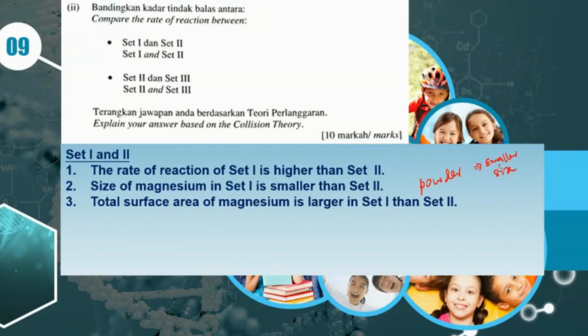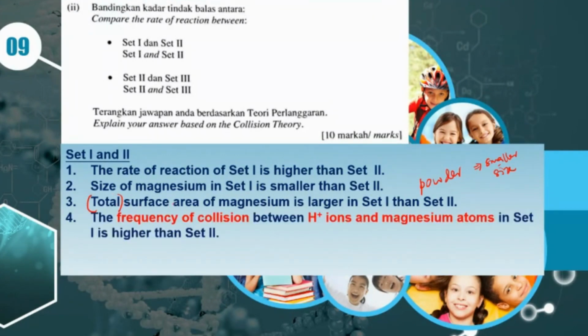Okay, so don't forget the word total. Don't just write surface area. You must write total surface area. Then the frequency of collisions between the hydrogen ions from the acid and the magnesium atoms in set 1 is higher than set 2.